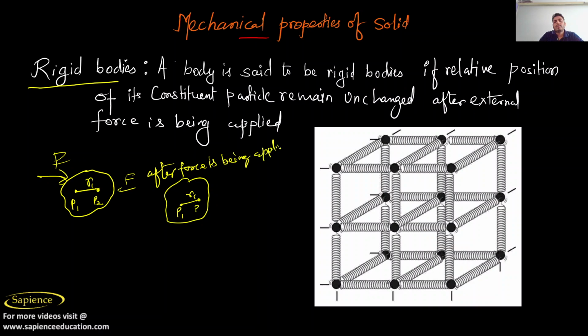What do you mean by this? It means that if there is no change in the position of the constituent particles, if you take any two particles, there will be no change in the distance between them. Then this type of body is called a rigid body.